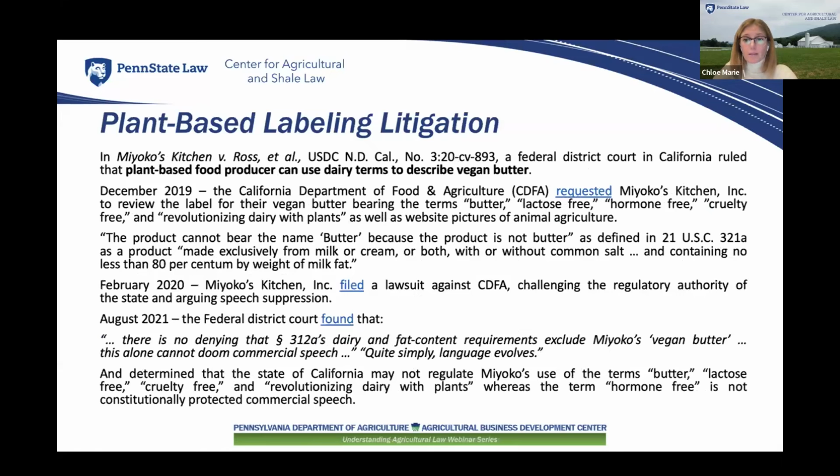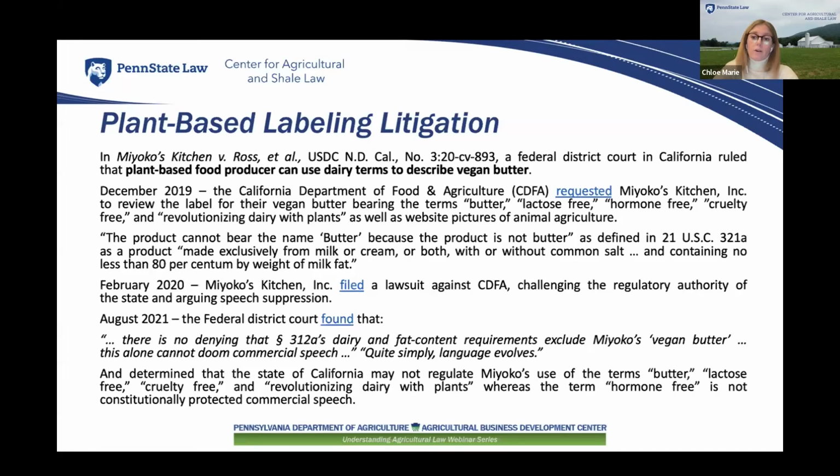In another case, Miyoko's Kitchen versus Ross, this time dealing with plant-based butter, a Federal District Court in California ruled that Miyoko's Kitchen could use dairy terms like butter to describe its vegan product on packaging. A little bit of context: in December 2019, the California Department of Food and Ag asked Miyoko's to revise its label, cultured vegan plant butter, to comply with federal and state regulations because the product was not butter as per the federal definition of butter.